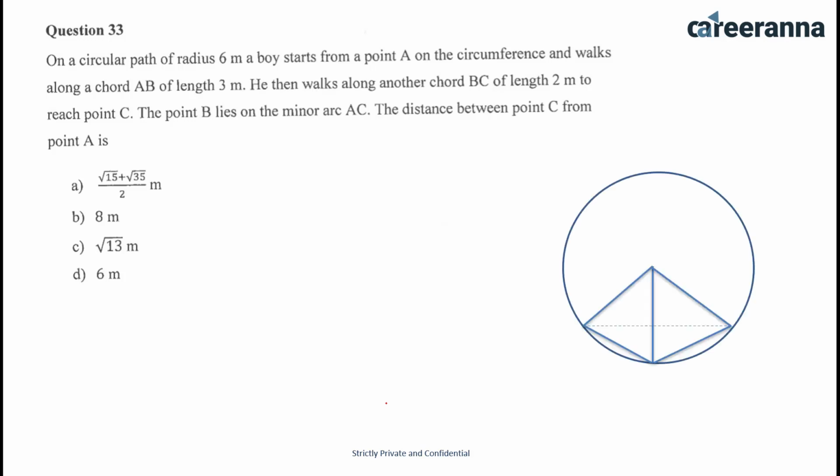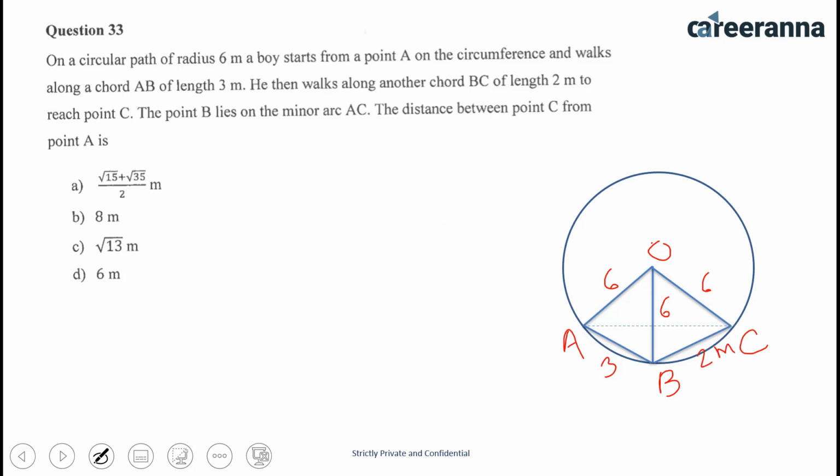For example, if I take this as center O, and let's take this as A, B and C. The question says the radius is given as 6 meter, so can I say OA, OC and OB are all 6 meter? The length of chord AB is 3 meter. He then walks along chord BC of 2 meter, so the length of BC is 2 meter. The point B lies on the minor arc of AC. As we can see, this is the minor arc and point B lies on the circumference of the circle. Now the question is asking the distance between point A and C, so we need to find the distance of AC.